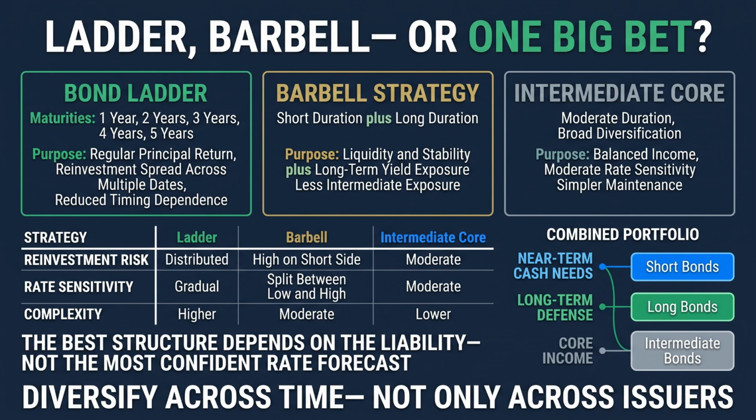None of these structures is automatically superior. A ladder may match planned expenses. A barbell may suit an investor who wants both liquidity and long rate exposure. An intermediate core may provide balance and simplicity. The best structure depends on the liability, not on the most confident interest rate forecast. Diversifying bonds across time can be just as important as diversifying across issuers. And the correct mix begins with a practical question. When will the investor need the money?